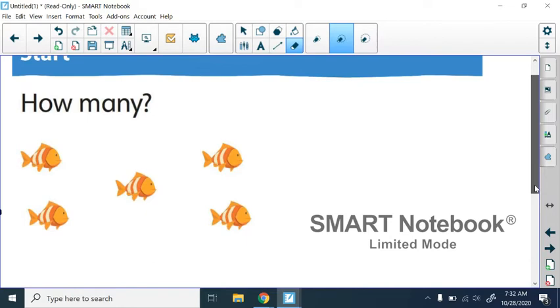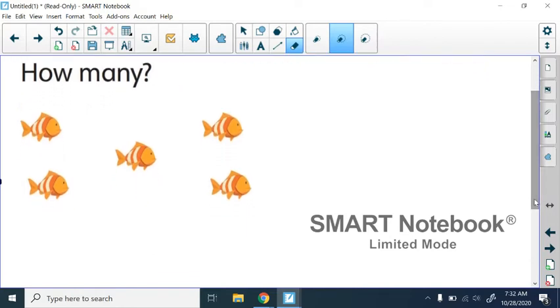So to start us out, we're going to take a look at this group of fish. And at the top, it says how many. So looking at this group of fish, can you tell someone near you, how many fish do you see in this picture? Thumbs up if you said there are 5 fish in this picture. Could you tell there were 5 fish without counting? Did you have to count to make sure there were 5 fish? 1, 2, 3, 4, 5.